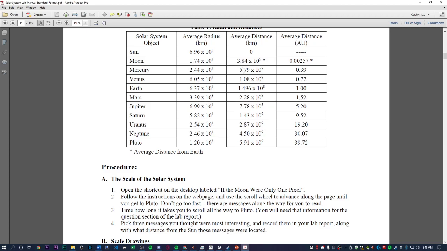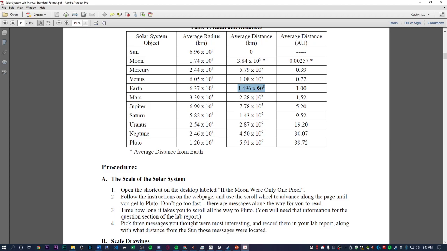So if you have an equation set down on a piece of paper, you have the distance of Pluto. It's 5.91 times 10 to the ninth kilometers. And that equals, let's say, 71 centimeters. Then you're going to have to divide that by the distance of whatever else you're looking for, Earth, 1.496 times 10 to the 8th kilometers. That's going to equal x in centimeters. And then you're going to have to cross multiply and solve.